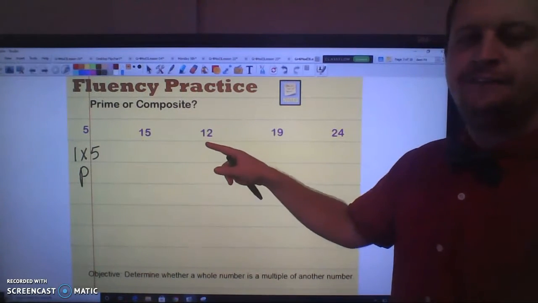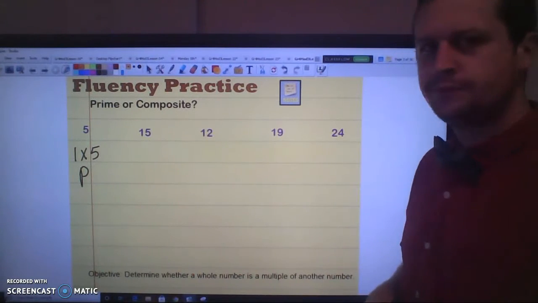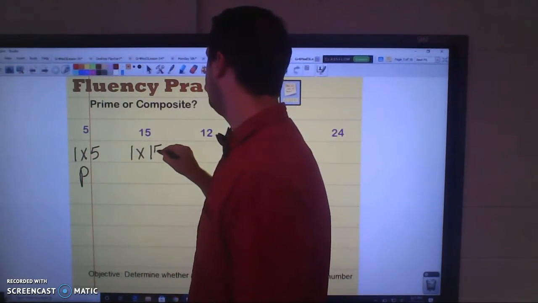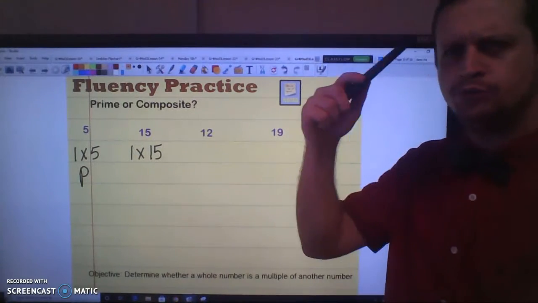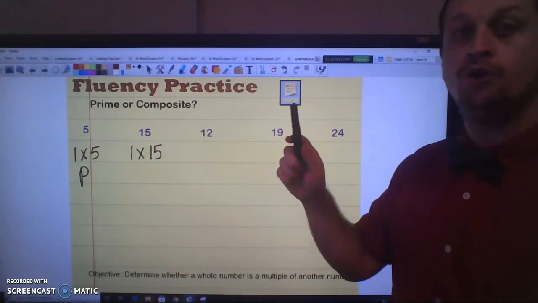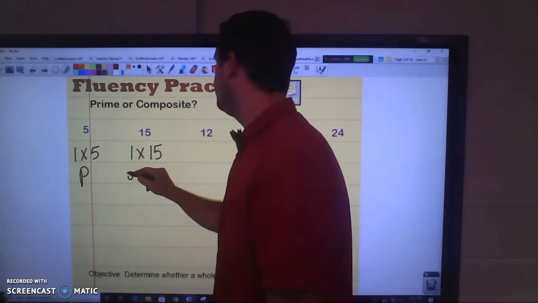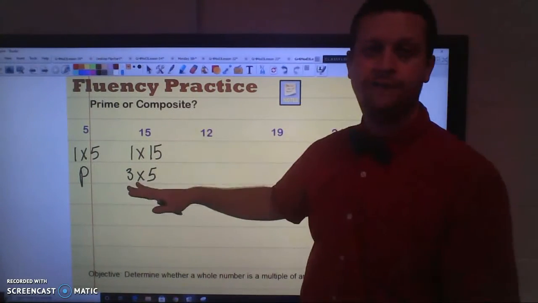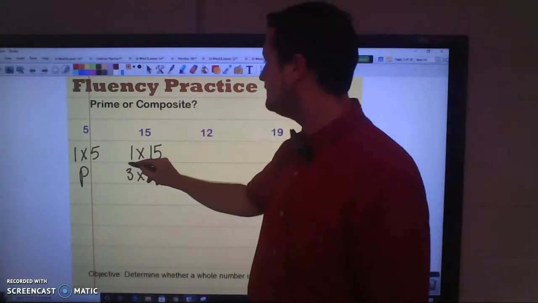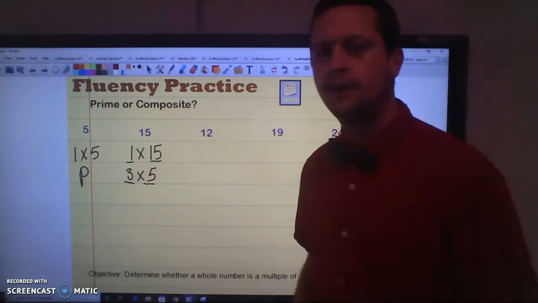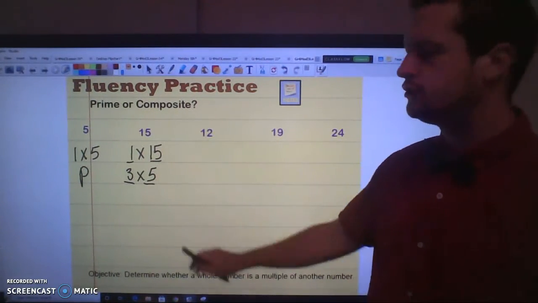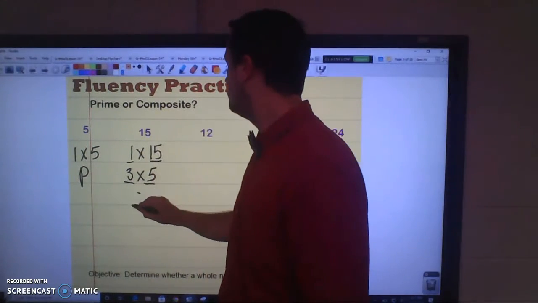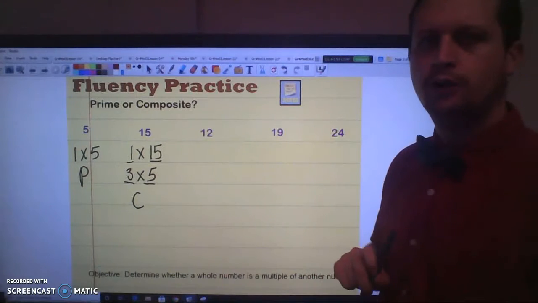Okay, 15. Looking at 15, we know 1 times 15. Okay, go to 2s. 2 times anything? No. Go to 3s. Yes. 3 times 5. Because it's not asking for all the factors, as long as I see that it has over 2 factors, remember, composite has more than 2 factors, I know it's going to be composite. So, composite.